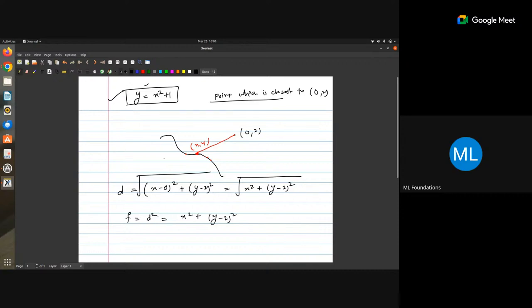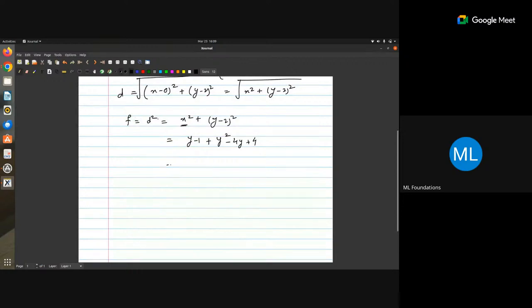Now maybe I'll replace this x square by y minus 1, here, right? Can I do that? Yes, sir. Okay, so then this will become y minus 1. If I expand this, what will be the value? It's y square minus 4y plus 4, right? And this equation will become y square minus 3y plus 3. This is a function here, correct? Yes.